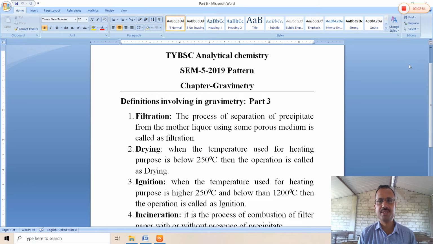The third definition is ignition. When the temperature used for heating purpose is higher than 250 degrees centigrade and below 1200 degrees centigrade, then such an operation is called ignition. So in ignition, at a temperature above 250 degrees centigrade and below 1200 degrees centigrade, heating is provided to the precipitate with the help of a furnace, and such a procedure is called ignition. So this is the difference between drying and ignition. In the drying process, the temperature is below 250 degrees centigrade, while in the ignition process, the temperature is above 250 degrees centigrade and below 1200 degrees centigrade.